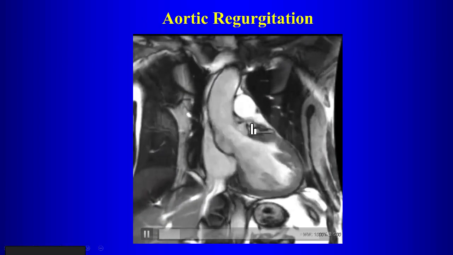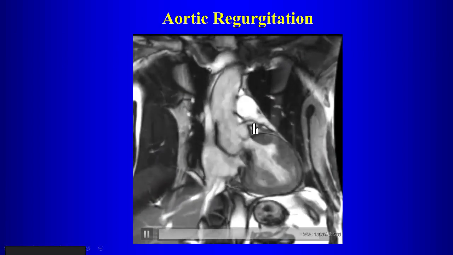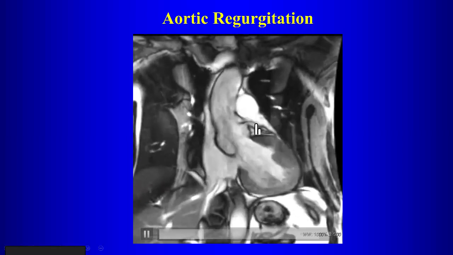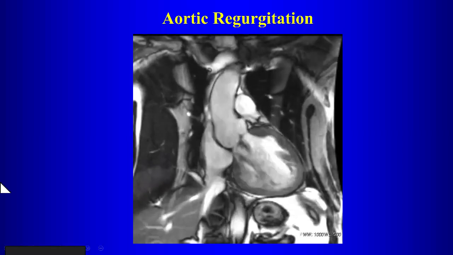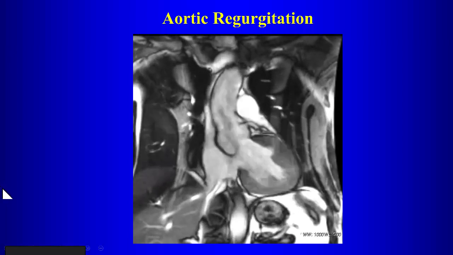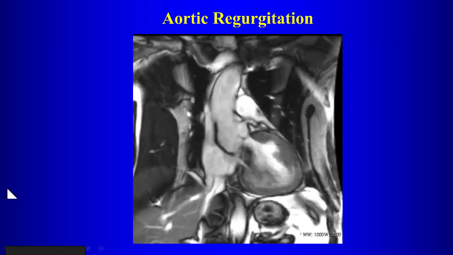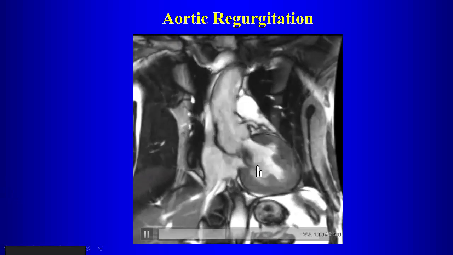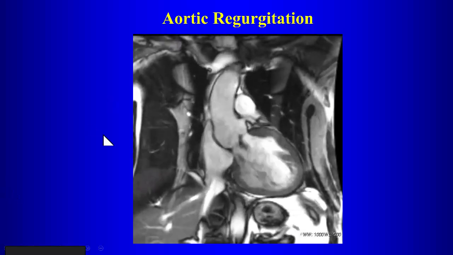What is this guy over here? That's the left main coronary artery. Right. What problem does this person have? Yeah, this person has aortic regurg. You can see how nicely it's demonstrated here on this coronal ascending aorta view. Right. So we can do that.